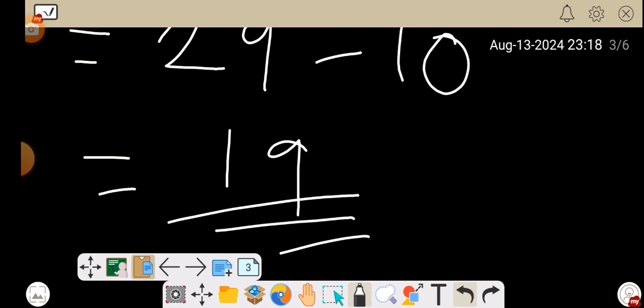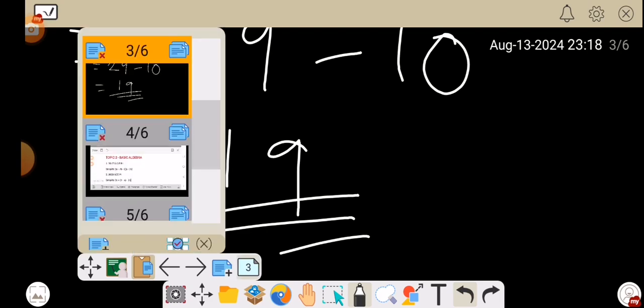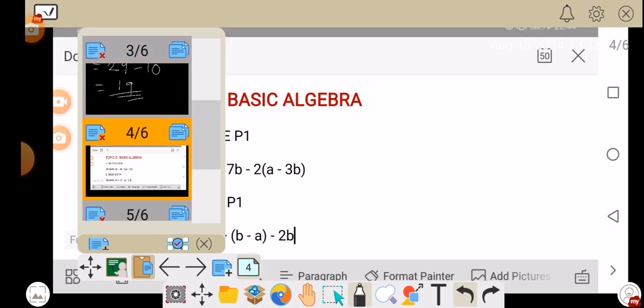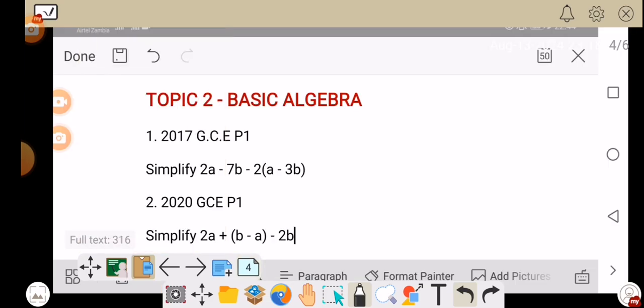These are some of the questions under basic algebra. The two questions were picked from two past papers. If not mistaken, one should be 2016 or 15. Okay, let's see how we can solve some basic algebra. Under basic algebra, we shall only solve two questions, the first question and the second question.